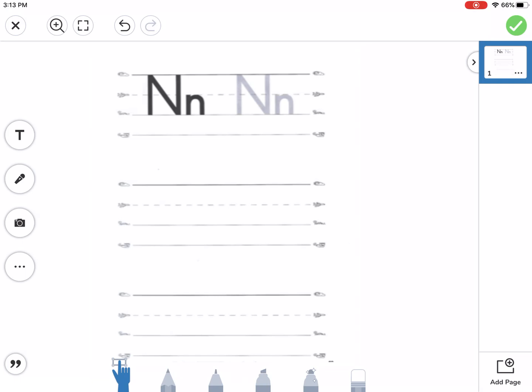So let's get started. And as you'll watch, Mrs. Hensley will be writing an uppercase and a lowercase, and then I'll put a finger space because you probably don't have room for 2 finger spaces, and then I'll do another uppercase and lowercase N. So I just need you to watch, Mrs.